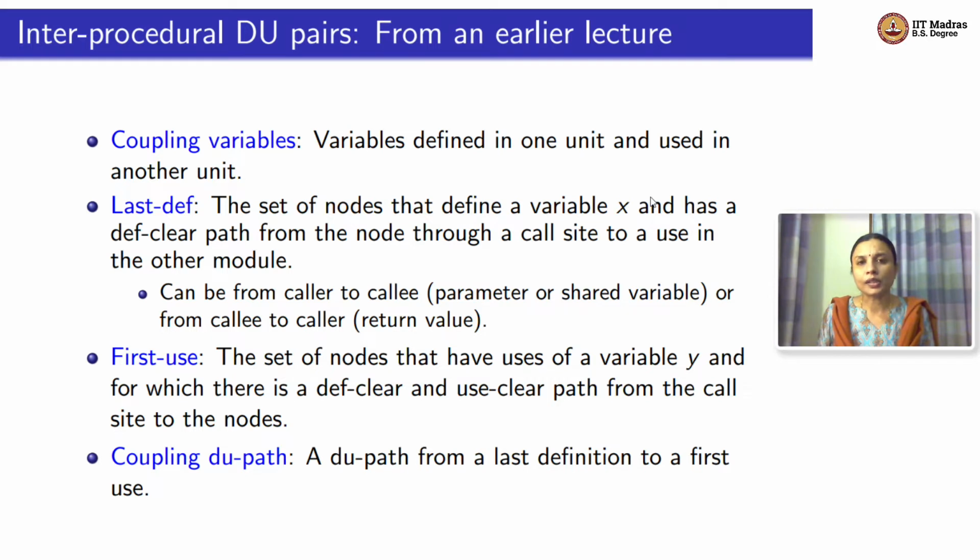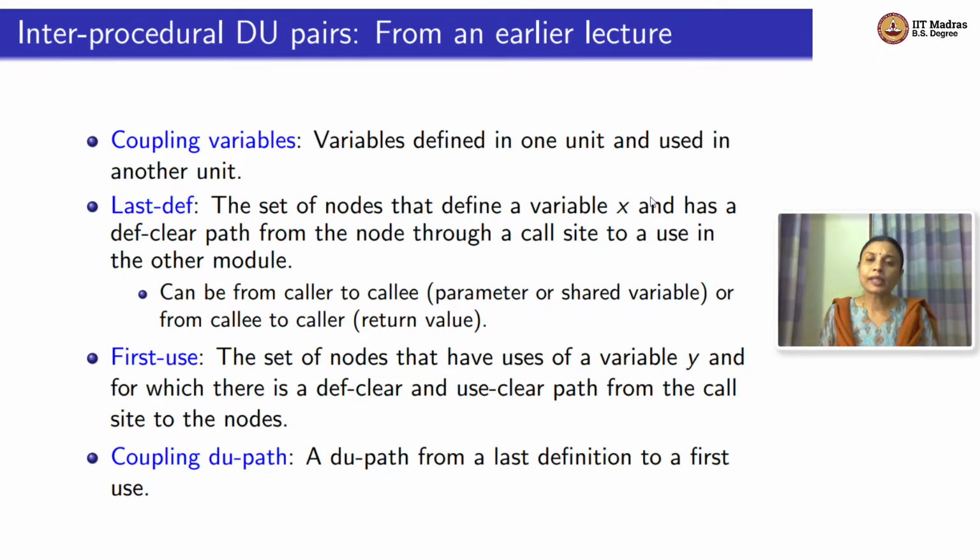Last definitions basically are the definitions that occur just before the call, at the call site. So last definition is the set of nodes that define, let's say, a variable x, and further there is a definition clear path for x from that node that defined the variable x, and this path goes through a call site to a use in the other module. So this can be from the caller to the callee or callee back to the caller as a return value.